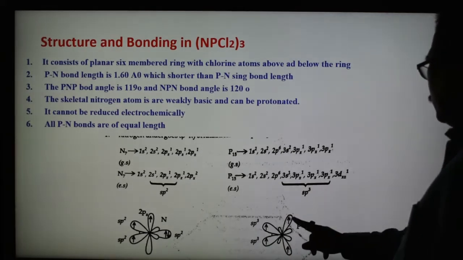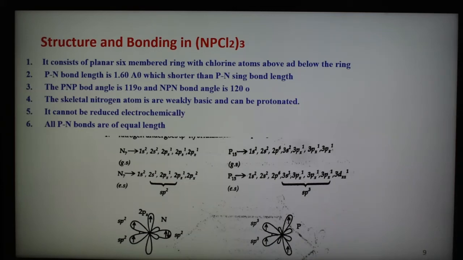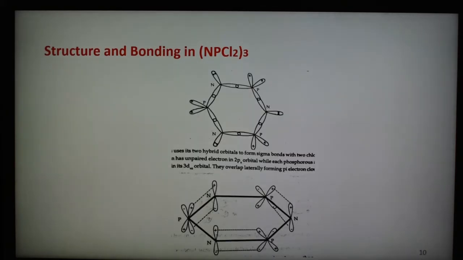The four orbitals of phosphorus each have one electron available for bonding, and nitrogen has three orbitals with one electron each. In this way, these are the hybridized states. In the next type, these are the structures shown.